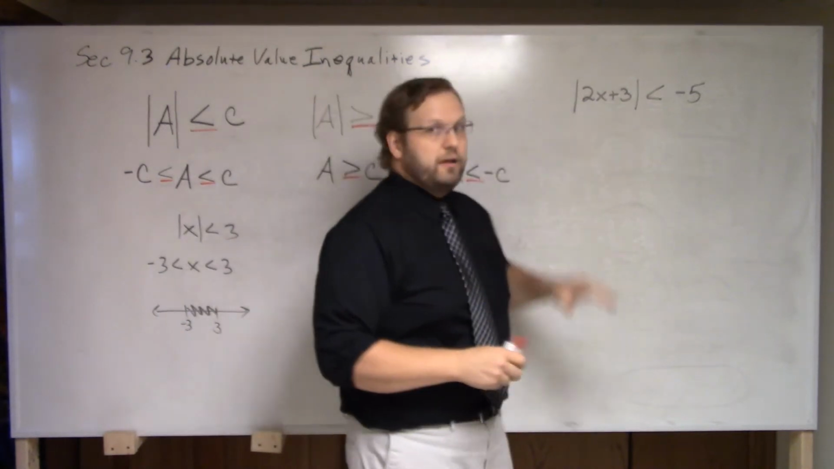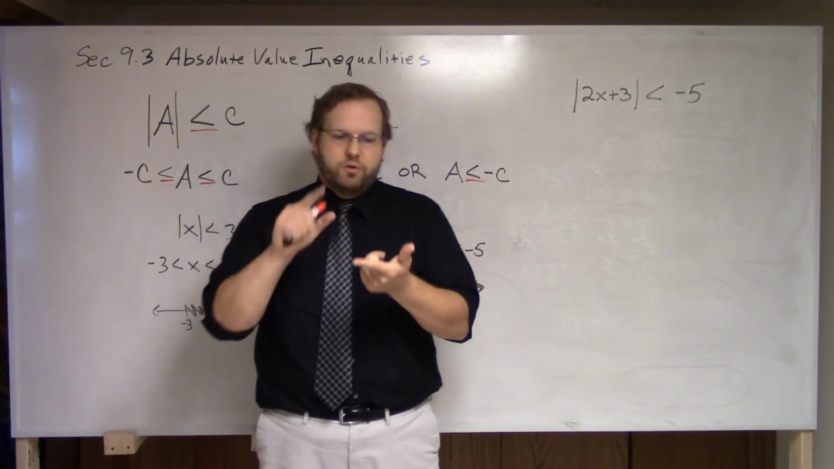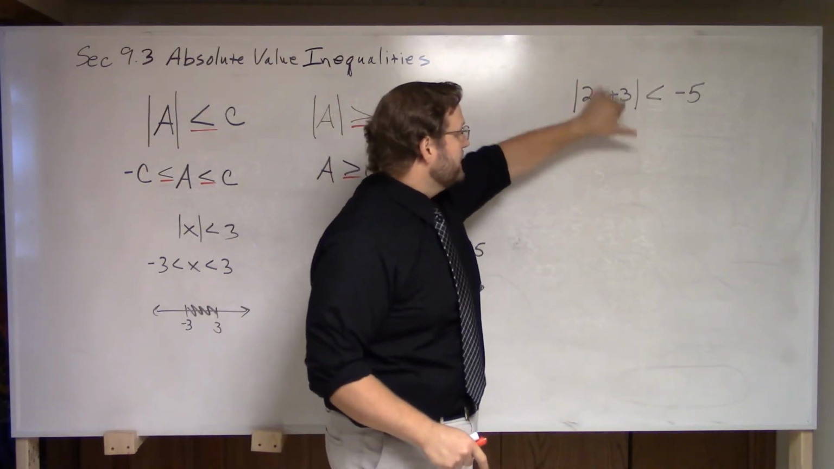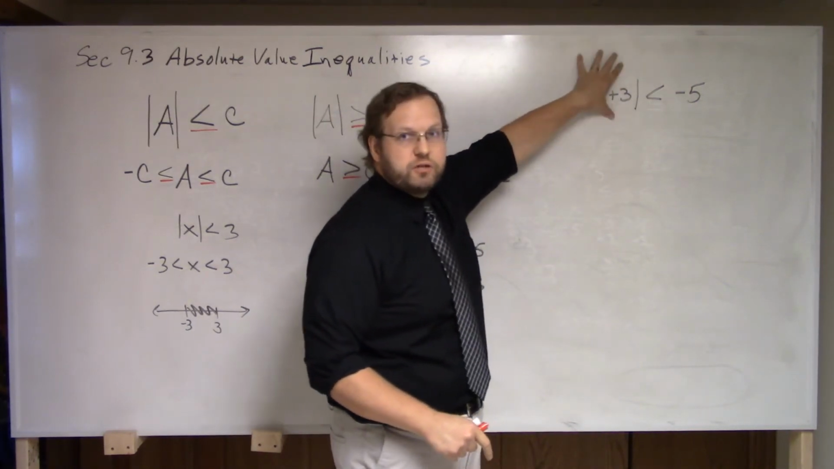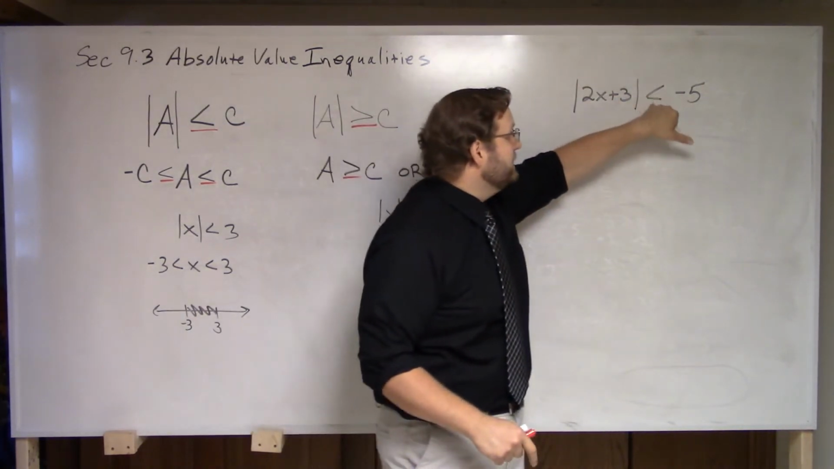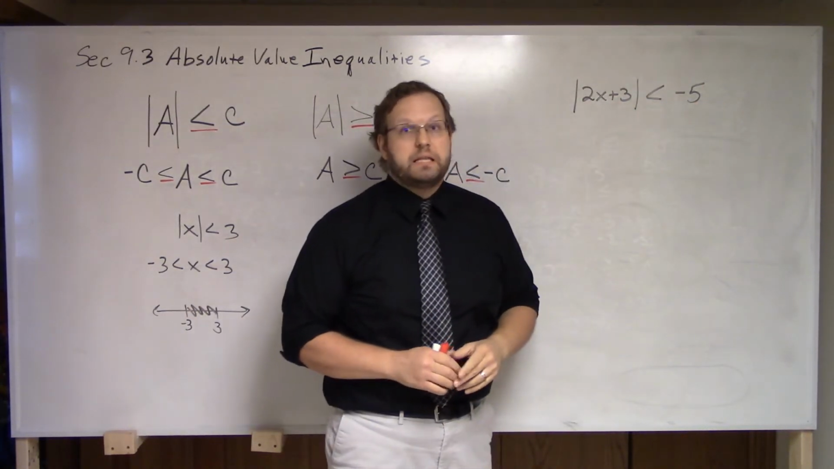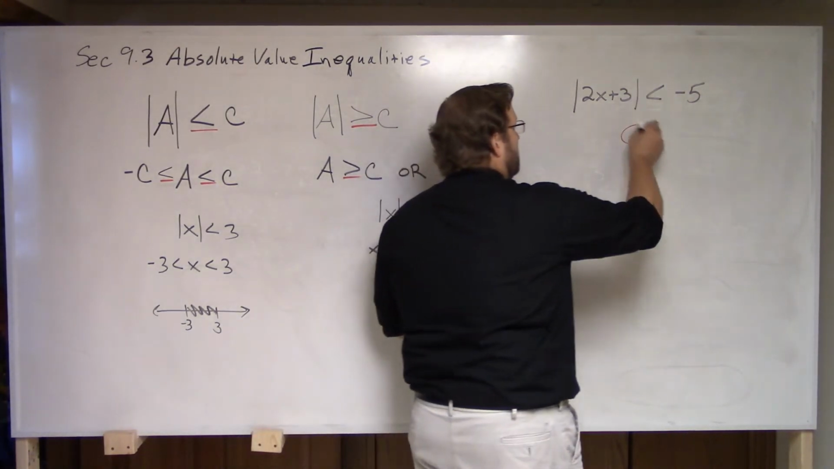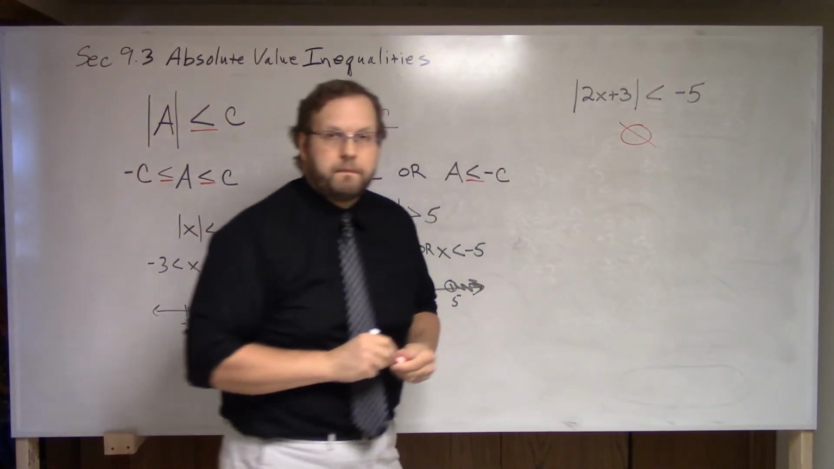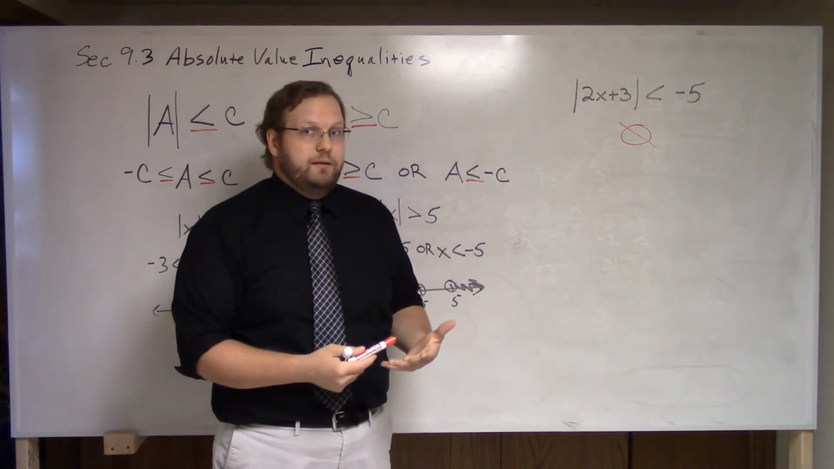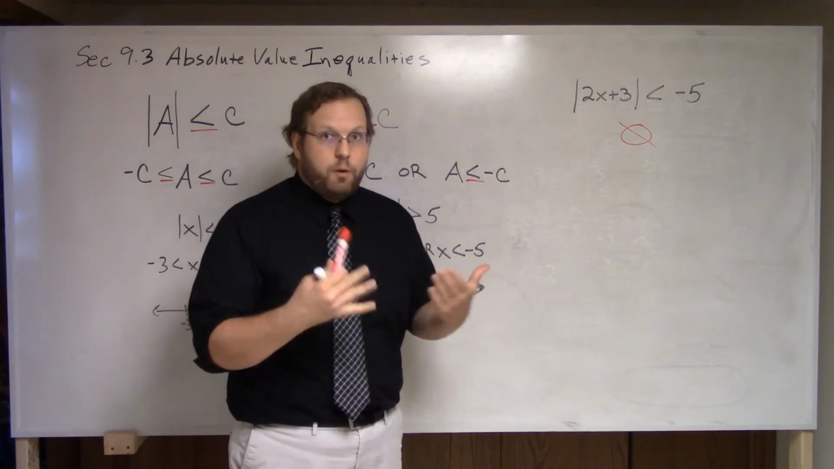An absolute value will always work out as either a positive or a 0. I have whatever I plug in for x. This side will be positive or 0. Will a positive number or a 0 ever be less than a negative 5? In this case, no. It will never happen. Therefore, no solution.